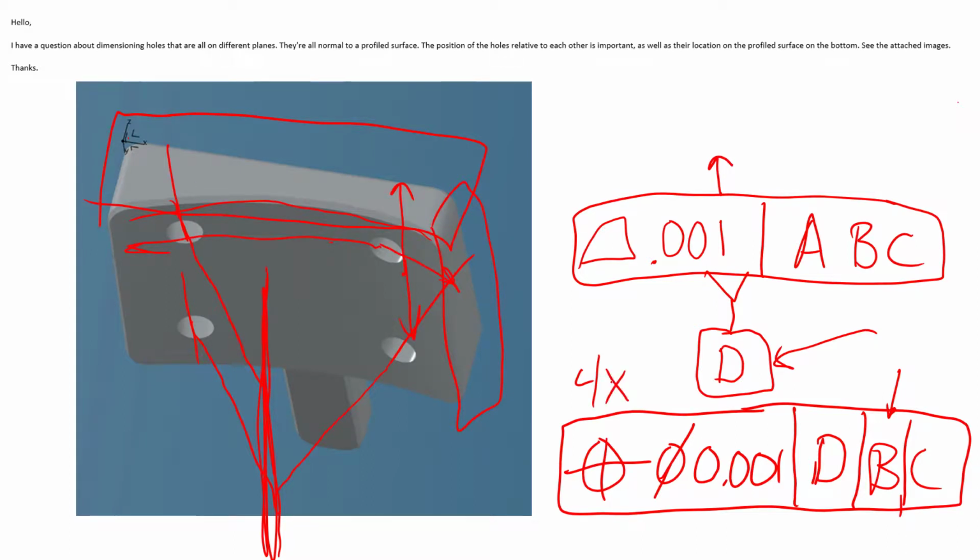And remember, if we have 4x on here, the same rules apply to all 4 holes, even though they are in different locations and orientations. That's perfectly fine. We're just saying that wherever these holes are in their true position in 3D space, regardless of which hole we're talking about, this is the tolerance around that hole.